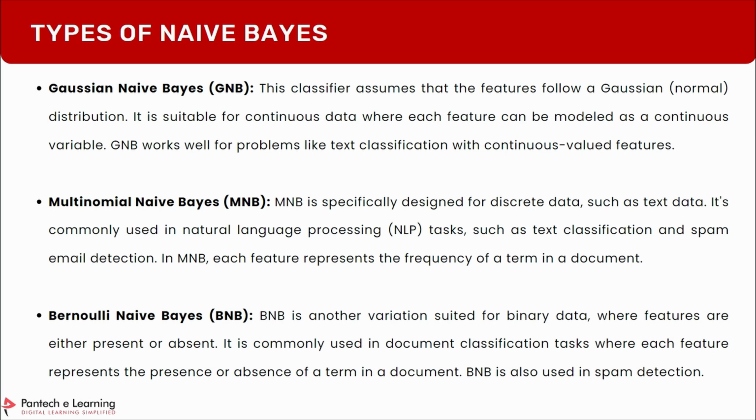We also have something known as TF-IDF, which we'll discuss later, which is term frequency and inverse document frequency. Going into Bernoulli naive Bayes, it is another version suited for binary data where features are represented as either present or absent. It is commonly used in document classification tasks, where each feature represents the presence or absence of a term in a document. So it can also be used in spam detection. Mostly naive Bayes is for text-based tasks.